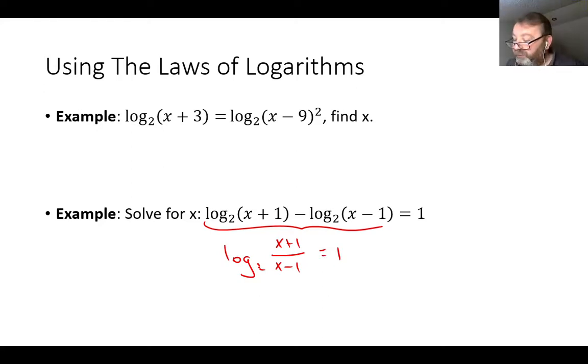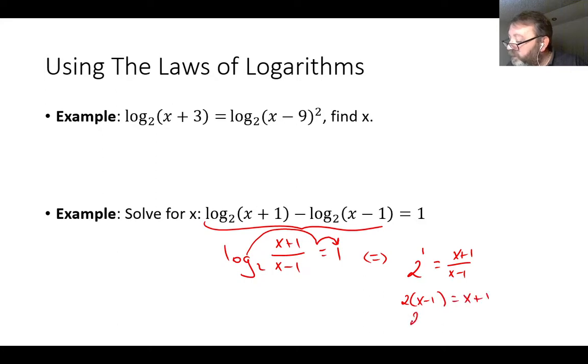Now, log to the base 2 of something I don't know, that's a very difficult thing to solve. Let's see what this thing looks like if I turn it into index form. The base of the log on the left-hand side is 2, so the base of the index side will be 2. The log gives the power that will be over that 2, which is 1. And that therefore is equal to (x plus 1) over (x minus 1). And all I've got to do now is clear the fraction. So you get 2 times (x minus 1) is equal to x plus 1. 2x plus 2, sorry, 2x minus 2 I should say.